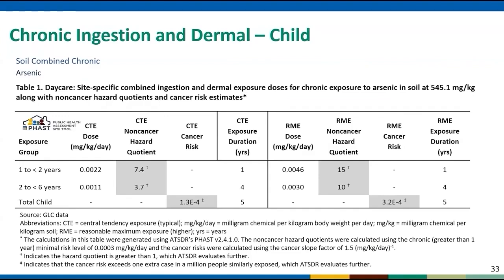This is the 508 compliant table that FAST outputs for you, with the version on this slide showing the part for children. We will talk about adults in a bit. This is the combined ingestion and dermal doses for the chronic exposure scenario, and it shows the 2 age groups we are evaluating. The hazard quotients for the RME, the 15 for 1 to less than 2-year-olds, and the 10 for 2 to less than 6-year-olds are shown. And the total child RME cancer risk for the 2 groups is 3.2 to the -4.